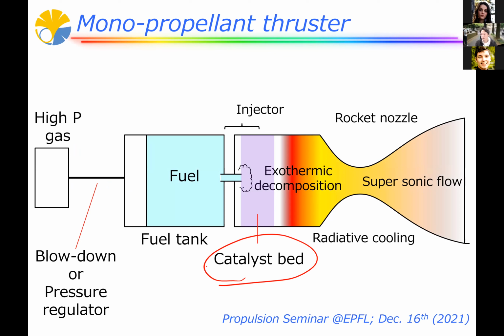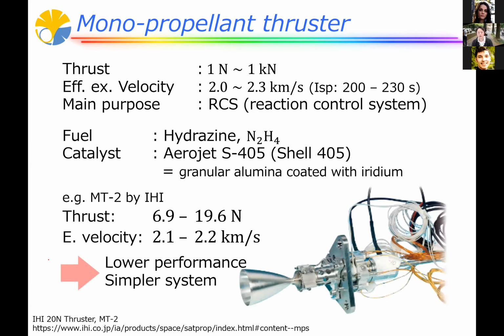And also, in the case of a monopropellant thruster, we are removing one tank, and it means the system becomes simpler. So to enhance that feature, sometimes a blowdown system is preferred for this thruster. By using this blowdown system, the total system becomes even simpler. Okay, so let's see some examples.